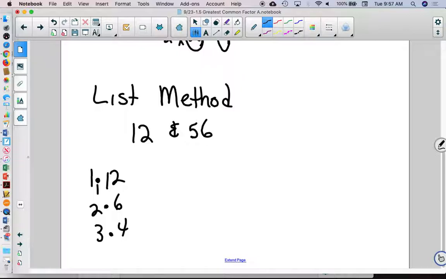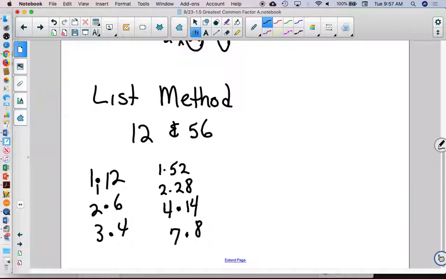I can list the factors of 56. I have 1 and 56, 8 and 7. 2 times 28. 3, nope, not 3. 7 times 4, no. 4 times 14, isn't it? Oh yeah, 4 times 14. 5, no, 6, no, 7 and 8. Okay, does that get all of the factor pairs for 56?